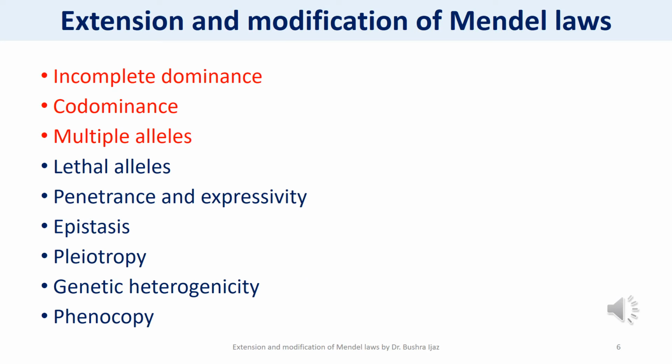So the things that we are going to study in the extensions and modifications of Mendel's laws include incomplete dominance, codominance, multiple alleles, lethal alleles, and so on. The ones that we are going to study today are incomplete dominance, codominance, and multiple alleles.